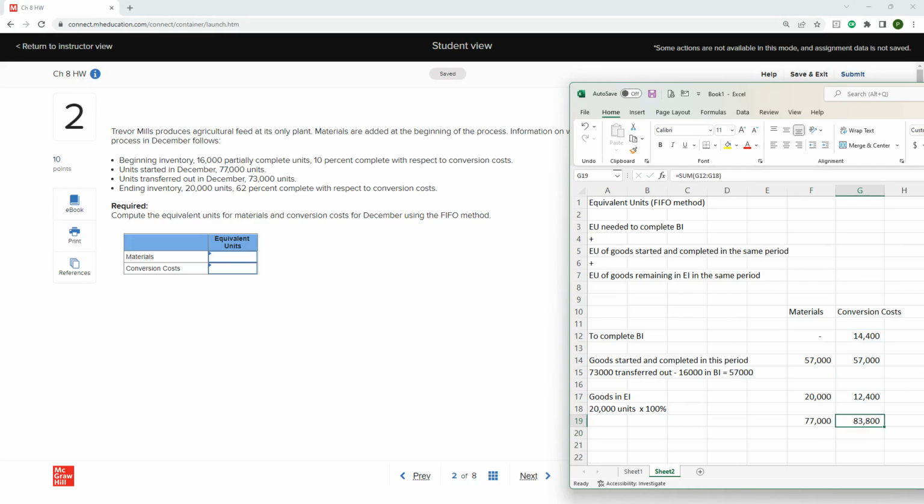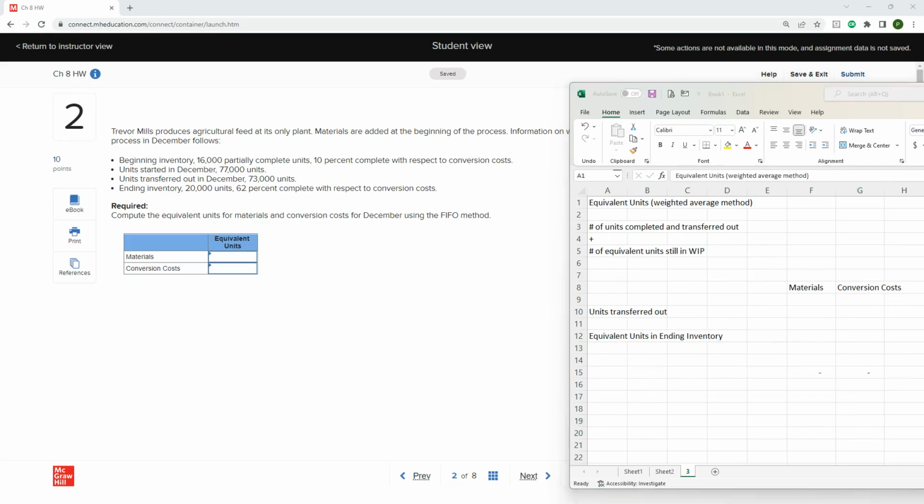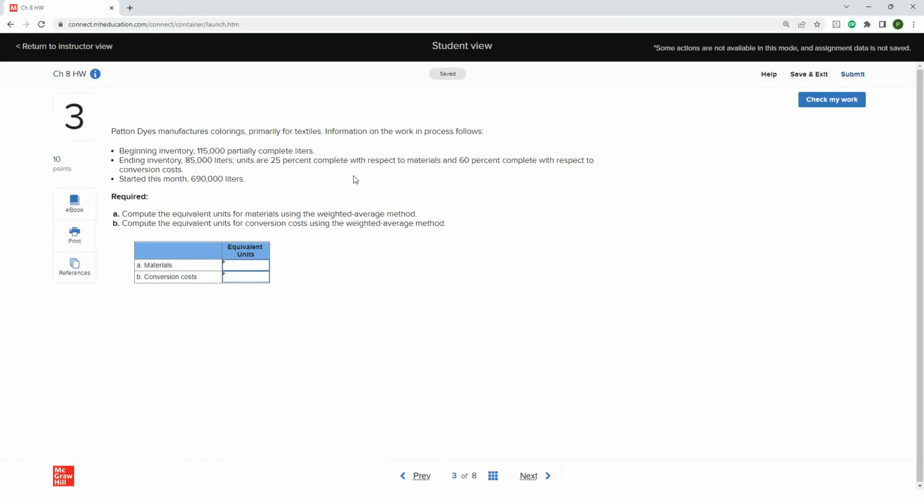Question number 3. This question is back to the weighted average method. But the curveball in this question is that it doesn't tell us how many units we completed and transferred out. It tells us the beginning inventory of 115,000 partially complete liters. It tells us the ending inventory of 85,000 liters, which were 25% complete with respect to materials and 60% complete with respect to conversion costs. And it tells us how many units we started this month, but it doesn't tell us how many were completed and transferred out into finished goods. So good thing we can calculate that on our own.